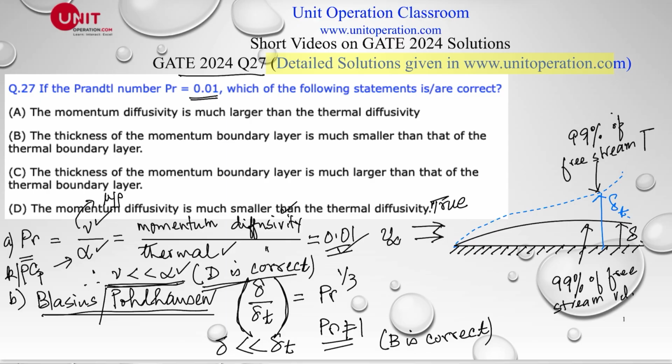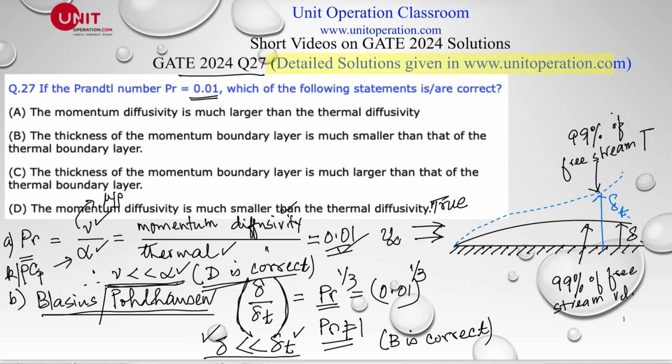For Prandtl number less than or equal to 1, the ratio of the boundary layer thicknesses can be approximated as Prandtl number raised to the power 1/3. Since Prandtl number is very small, this would be 0.01 raised to the power 1/3, which is again a very small quantity. So we can say that the thickness of the momentum boundary layer is much smaller than the thickness of the thermal boundary layer.